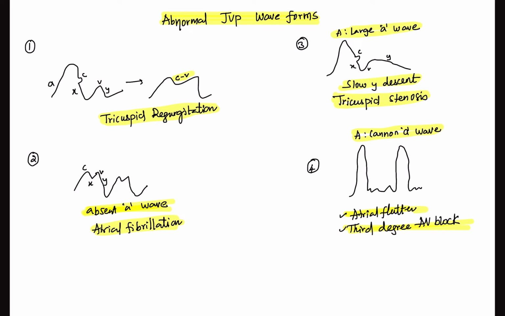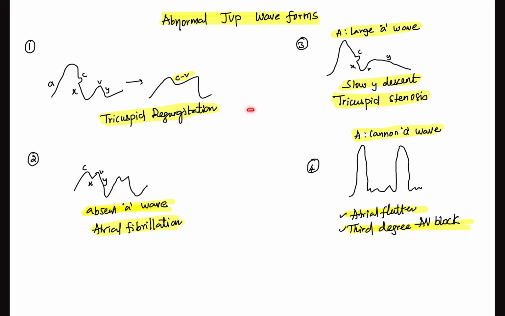Now let's look at the descent part. As I said, you have C wave, V and Y. So why does the Y descent occur? Y descent occurs because of the opening of the tricuspid valve. If the tricuspid valve has stenosis, instead of opening, it is stenosed with a little entry. So anything which is related to tricuspid valve opening gets affected. That means the Y descent occurs because of the tricuspid valve opening. Because it is not opening properly, the Y descent is not occurring prominently, it is delayed. So slow Y descent is characteristic of tricuspid stenosis.